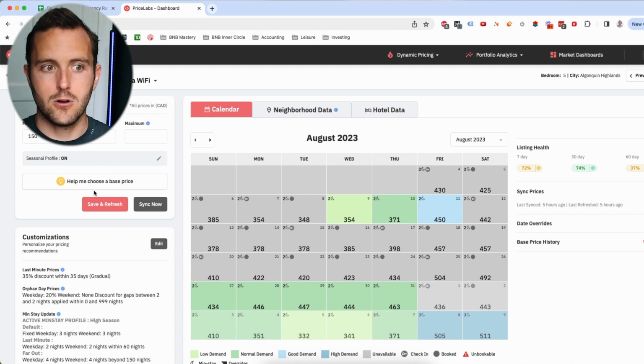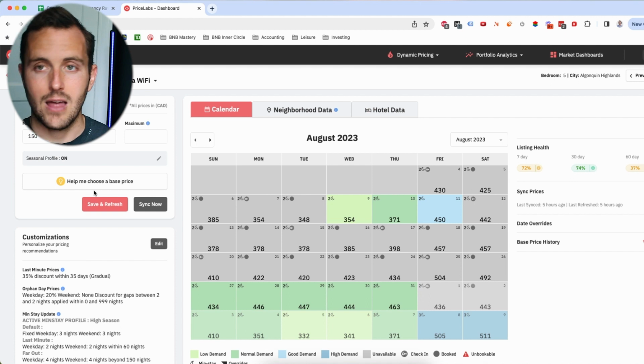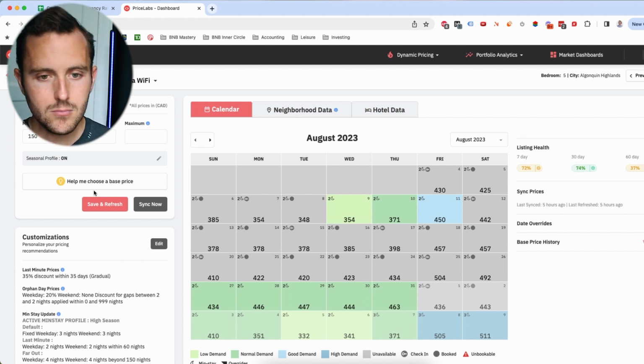Because obviously if your property can be booked by people looking for 2-night stays and 3-night stays, that's more overall people than just people looking for 3-night stays. Makes sense. That's something you can do.